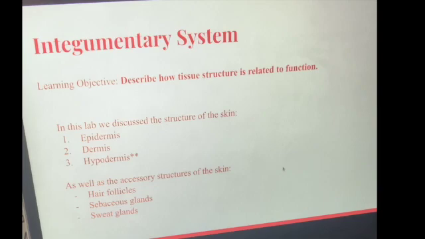I chose this lab because it gives an overview of the structure of the skin and how it functions to protect and regulate. The skin is organized into 2 primary layers, the epidermis and the dermis. The hypodermis, however, lies directly beneath the skin.